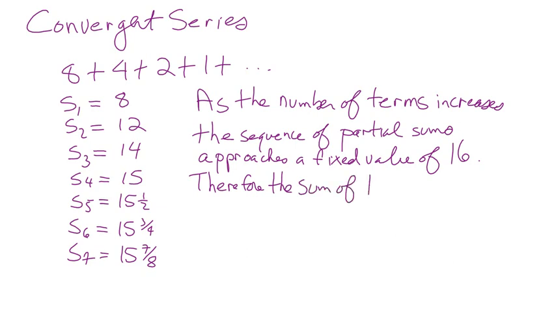Okay, remember, this is an infinite series, right? It's 16. The series is said to be convergent. Okay, convergent. Converges on a value. The series is said to be convergent.